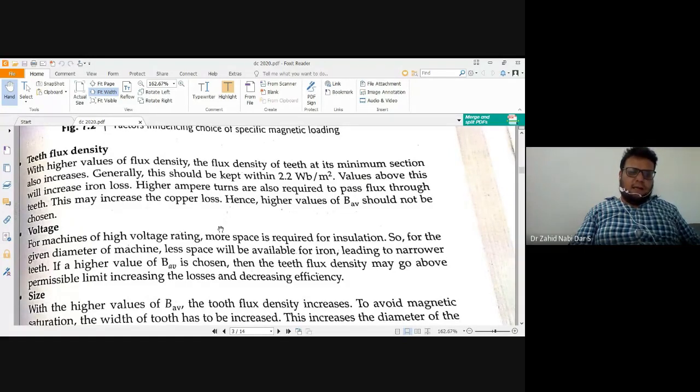Now, another factor. This was about the frequency and the teeth flux density. Another factor would be voltage.